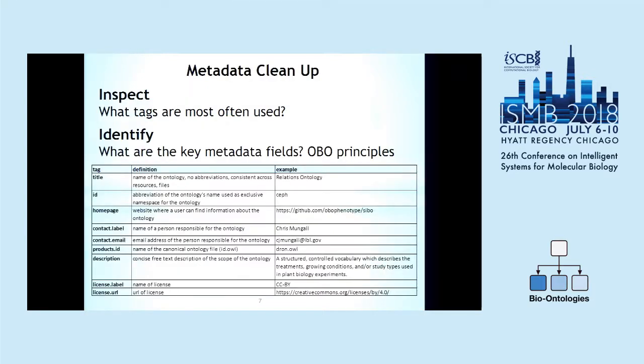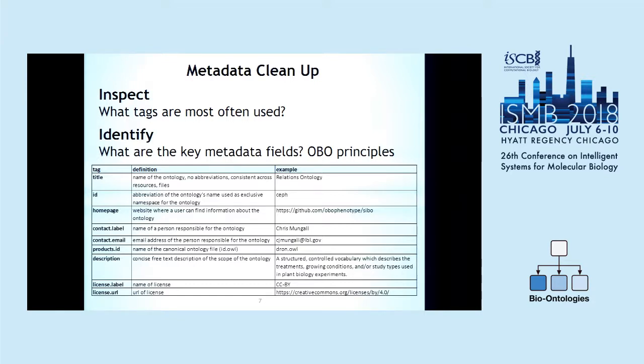So to clean it up, we started with what tags were the most often used. If the individual ontologies all separately decided to use the same tag, that sort of gives it some weight. It says that they all thought it was important to have a homepage if most people used a homepage. And then we also used the OBO principles to help us identify which ones were important. So if there's some information in the OBO principles about some type of property, that does also give it some weight. So we chose these 9 different types of tags to start with as being important.